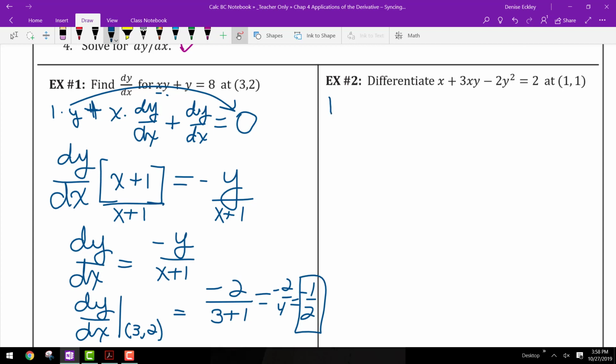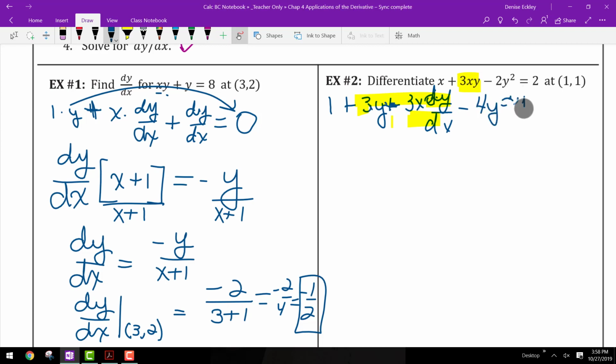So our derivative is going to be 1 plus 3 times y plus 3x times dy dx. So this part is our product rule for the second term. So I took the derivative of 3x, which is 3, multiplied it times y, and then I added to that the first term, which was 3x, times the derivative of y, which is dy dx. So then I'm going to differentiate the next term, which is going to give me minus 4y dy dx.